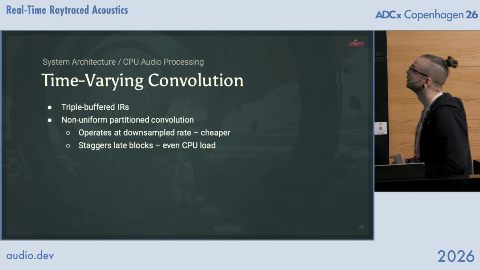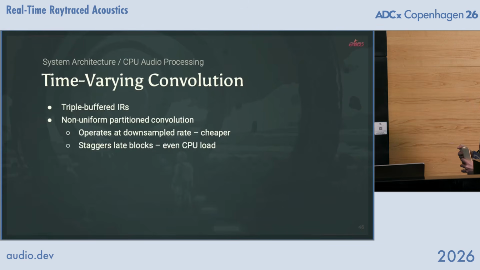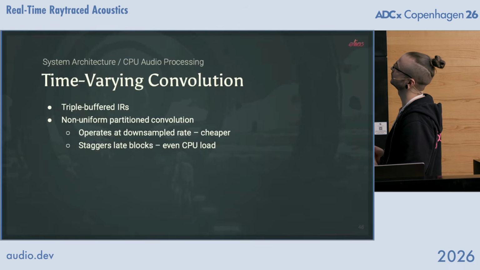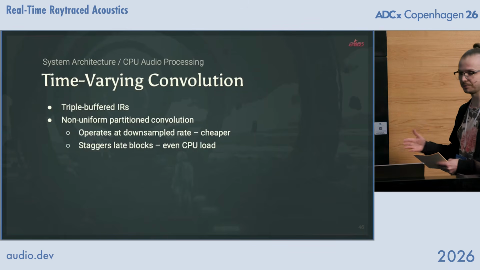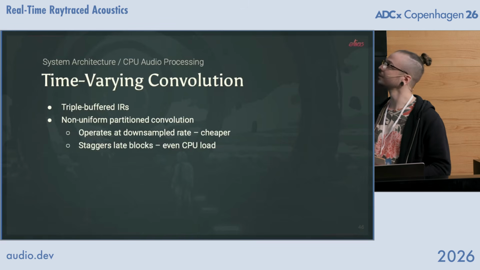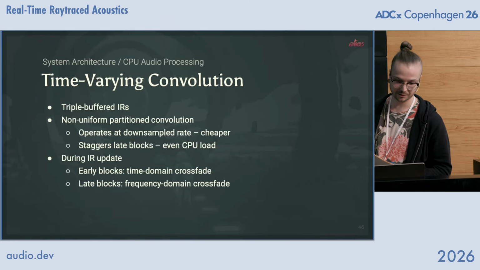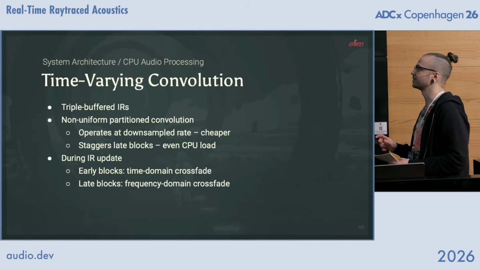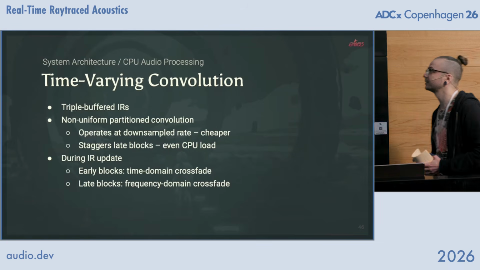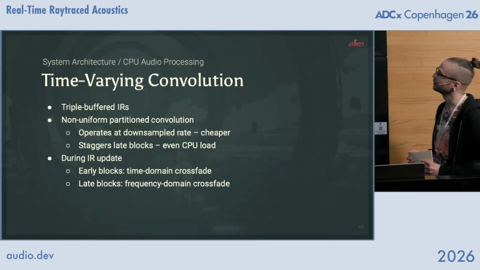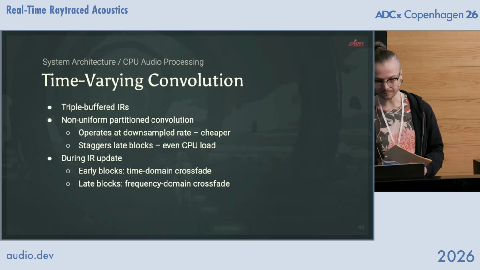And then the convolution itself is a non-uniform partitioned convolution that also operates at a lower sample rate, and we stagger the late blocks to evenly distribute the CPU load. But that's just the convolution part. The way we make it time varying is that during an impulse response update, we do different crossfade strategies in the different regions. For the early blocks, we use a basic time domain crossfade, but in the late blocks we're able to use a crossfade directly in the frequency domain, which is a lot more efficient.